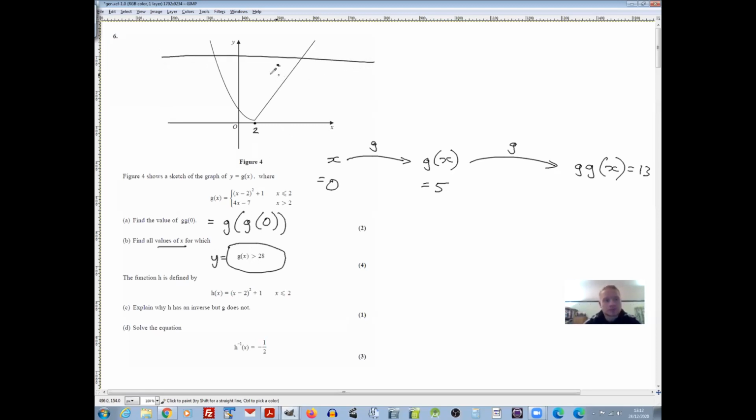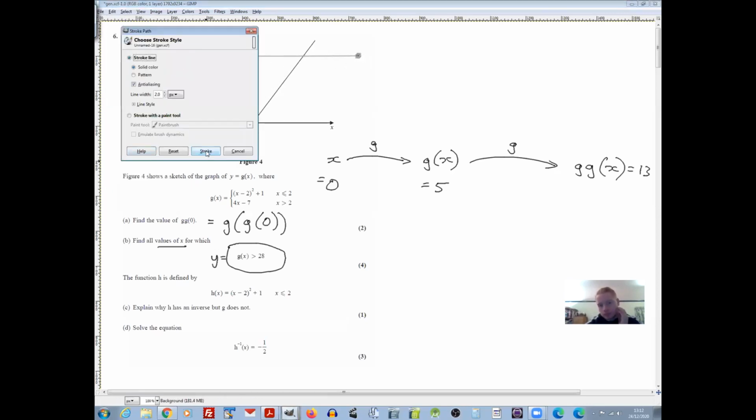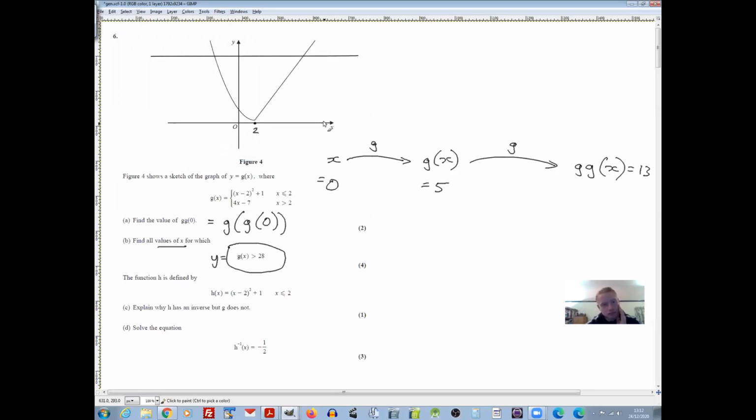So, can I do a better horizontal line than that? So if that's y equals 28, what we're asking is, where is the g curve, if we can call it that? It's a kind of a curve. Where is that? Can you interpret that graphically? What are we asking about this now? Where is the line above that curve?